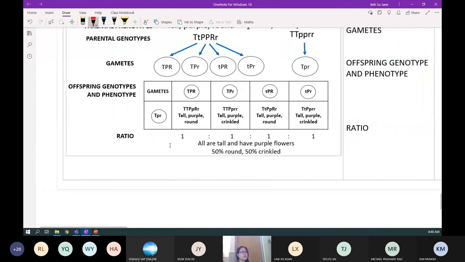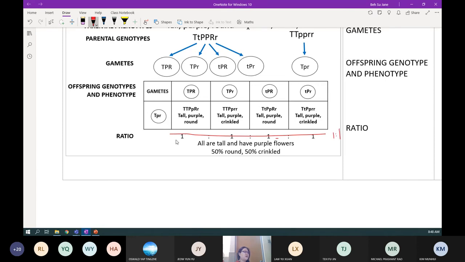Alternatively, you can write it like this. All are tall and have purple flowers. Obviously, this ratio is problematic. It's one to one. Mistakes in the slides. I always find them later on. I will edit this later on and upload updated slides. But all are tall and all have purple flowers. 50% round, 50% crinkle. It is a one to one ratio.